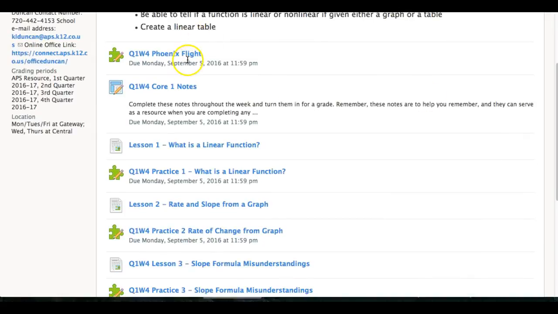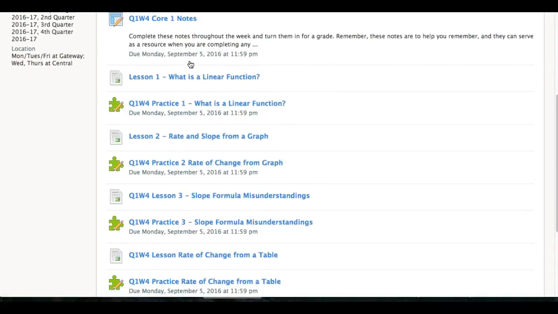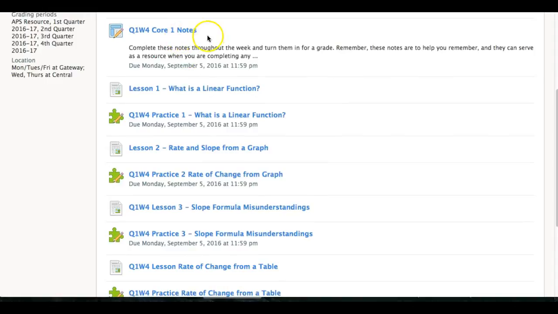So of course there's the Phoenix flight, 3 quick questions right there. The notes will be in the bin like always in your respective quarter, by the front door in Central and by the conference room door in Gateway.